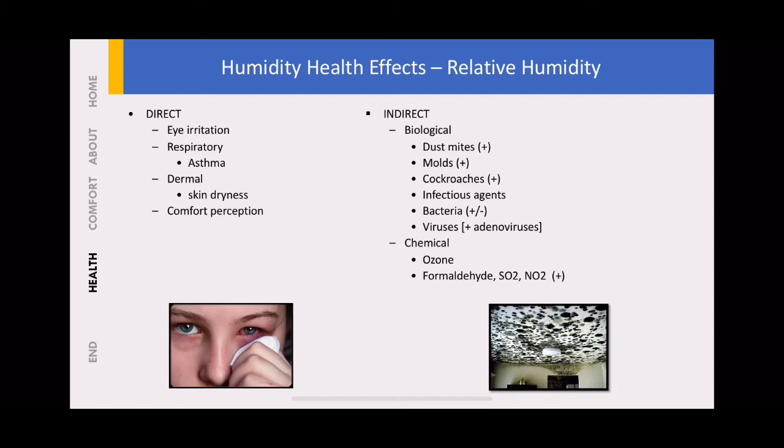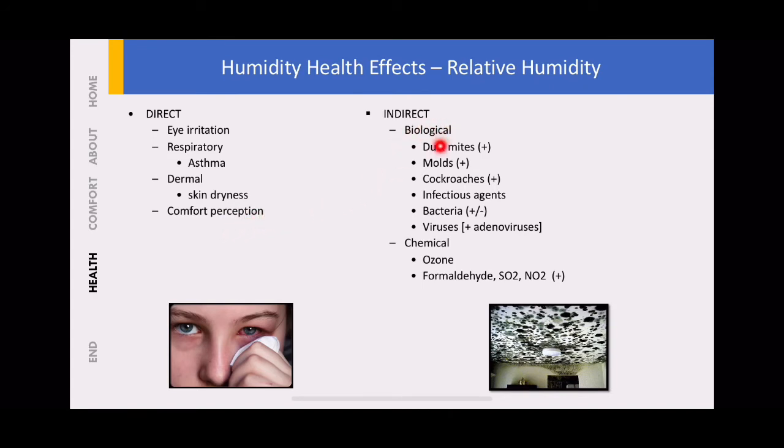So this slide will talk about the health issue that is affected if you have high relative humidity. Directly, usually some of the sensitive people will have eye irritations, you have respiratory or asthma, you have dermal issues such as skin dryness, and you have trouble to have a comfort perception.